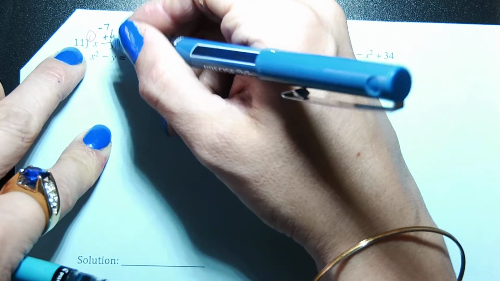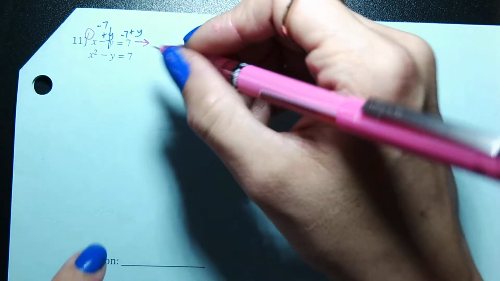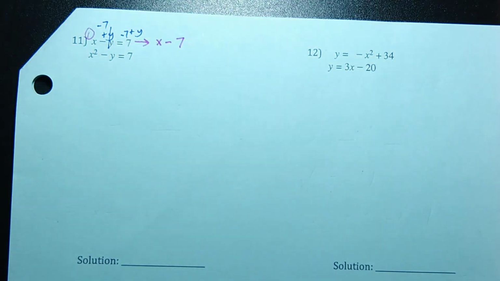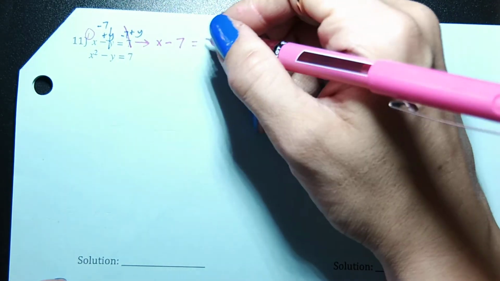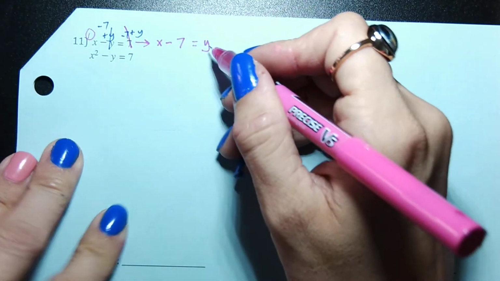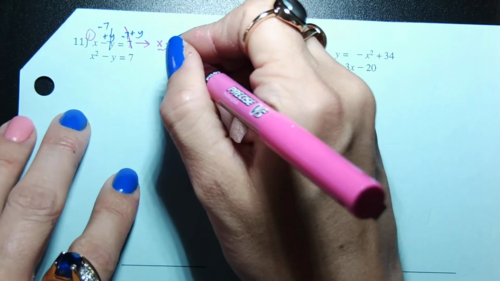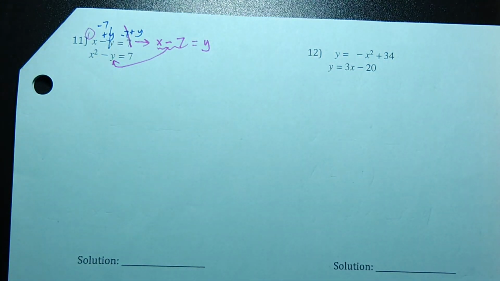So adding y removes it from that side so that we have x minus 7. And then subtracting 7 from this side, goodbye 7, and we're left with the y. So y equals x minus 7. So y equals this stuff. We're going to take that stuff and plug it in for y in that second equation.